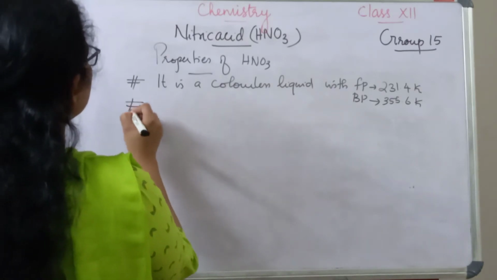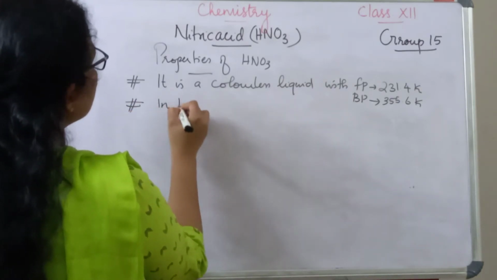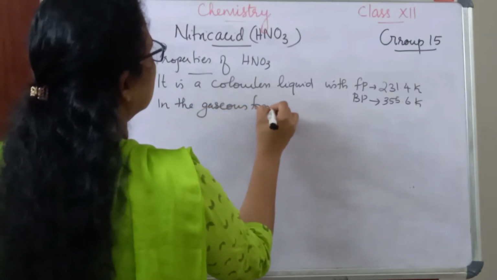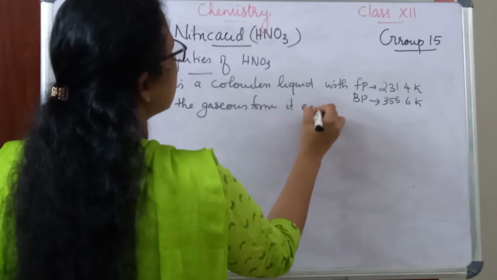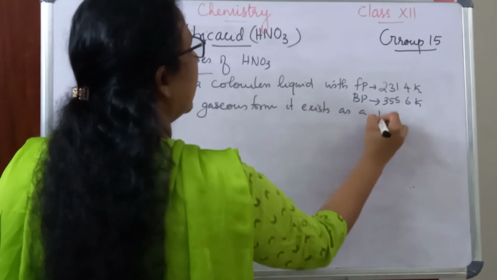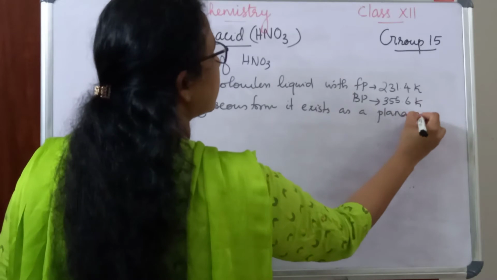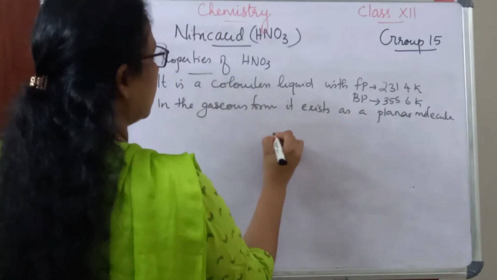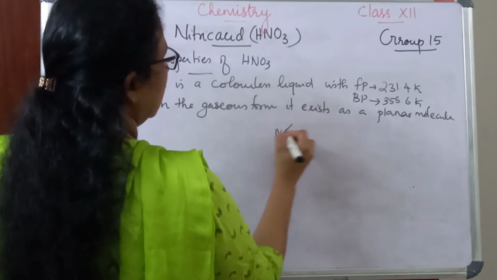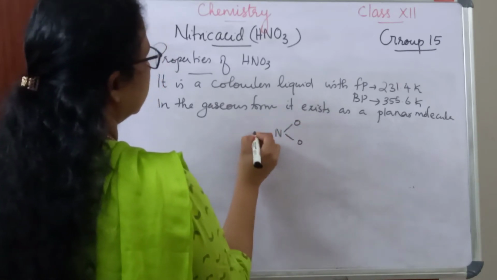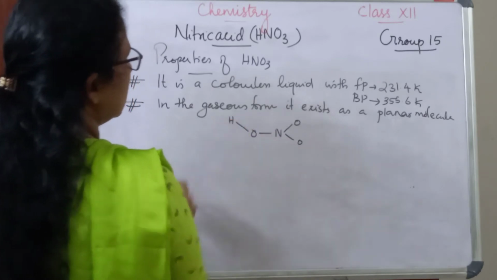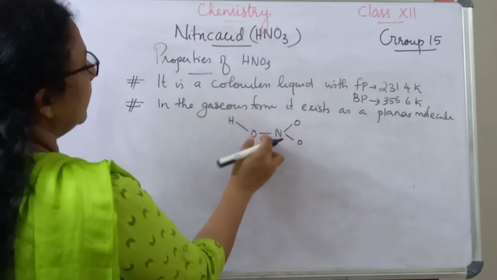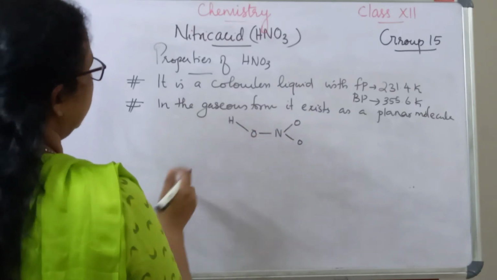Another point is, in the gaseous form, it exists as a planar molecule, like this. So this is the planar molecule, or this is the gaseous form of nitric acid. So this is the planar structure.